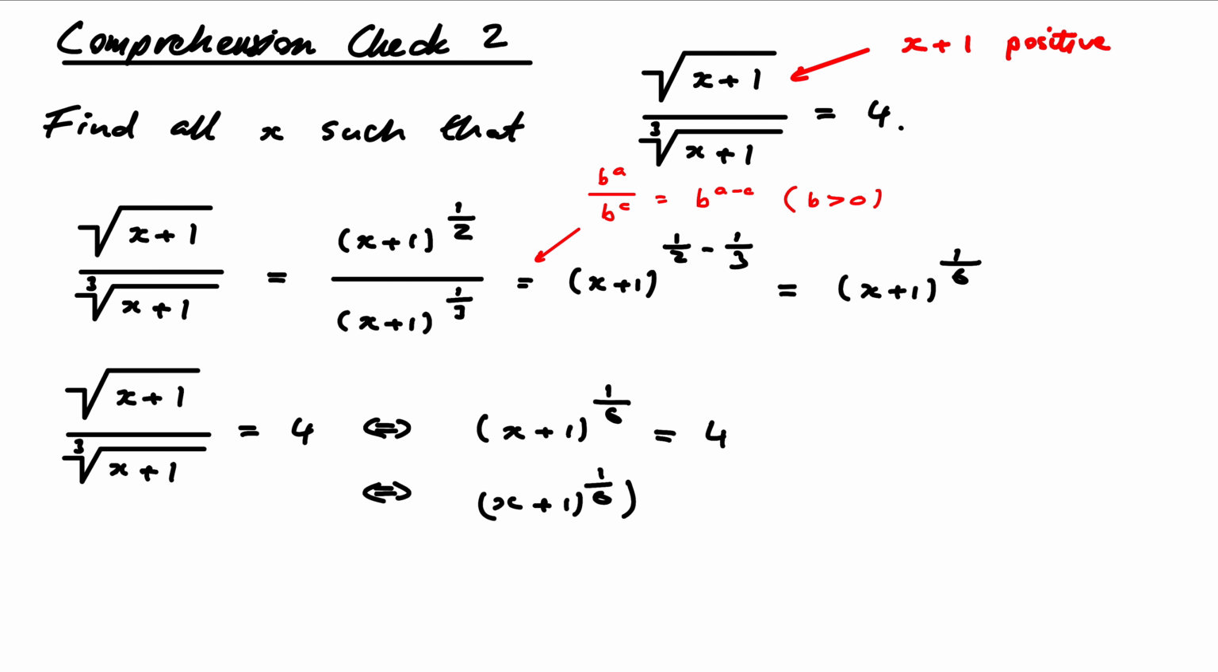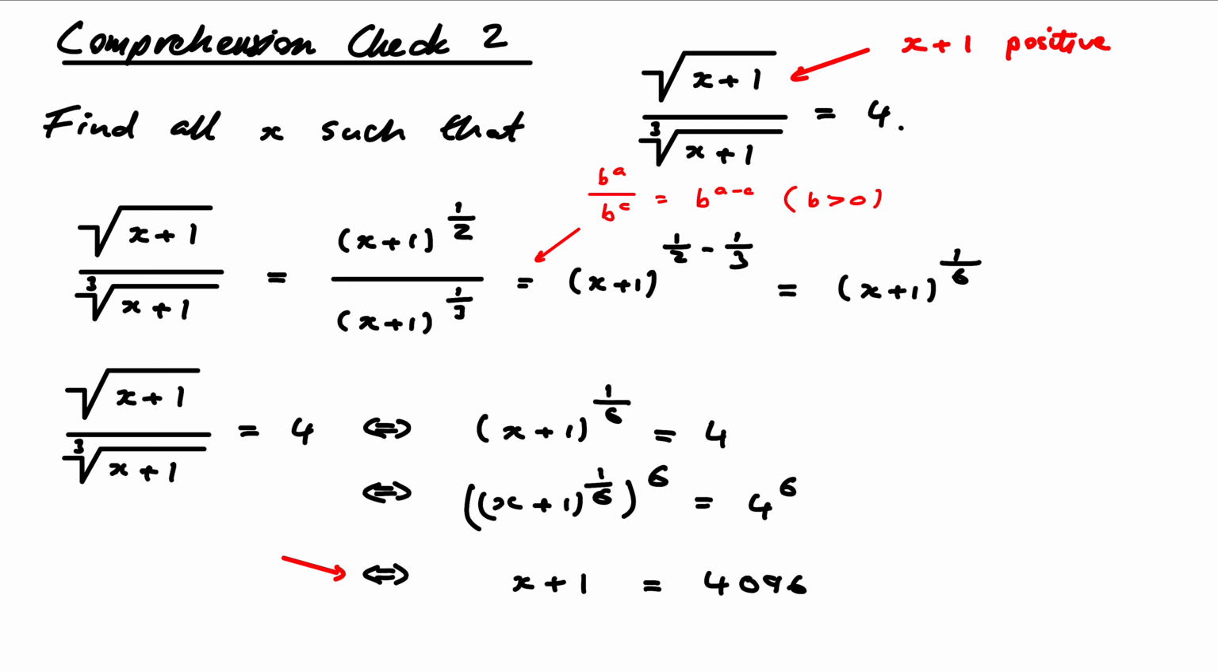I'm just going to do this incredibly carefully. Now, this is if and only if, I can use my law of exponents where I multiply the exponents together. 1/6 times 6 is equal to 1. So this becomes x plus 1 on this side. And this becomes, well, 4 to the power 6 is 4096, I think.